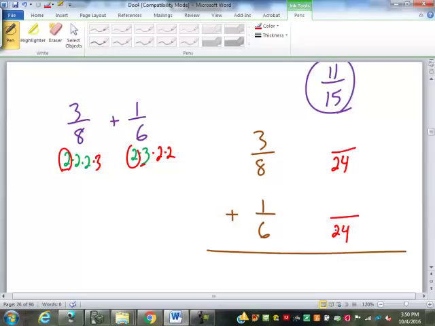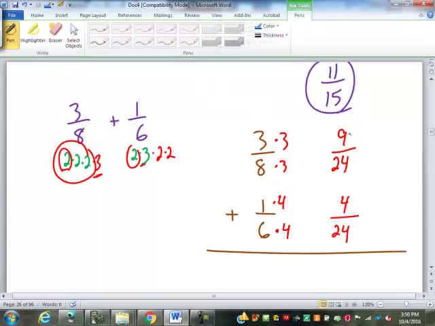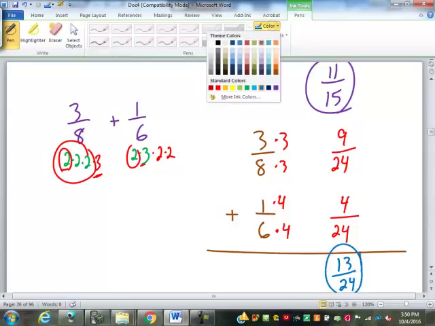In fact, it even tells you, what did we multiply 8 by here? 3. 8 times 3 is 24. So 3 times 3 is 9. What did we multiply the 6 by? 4. 2 times 2 are 4. So 1 times 4 is 4. 9 plus 4 is 13 24ths, keeping the same name.